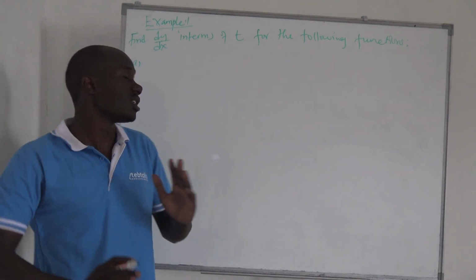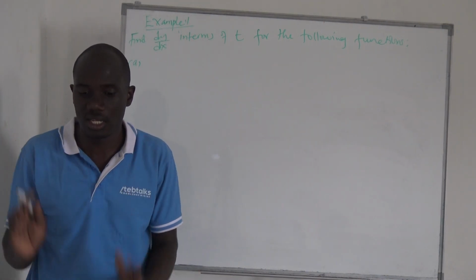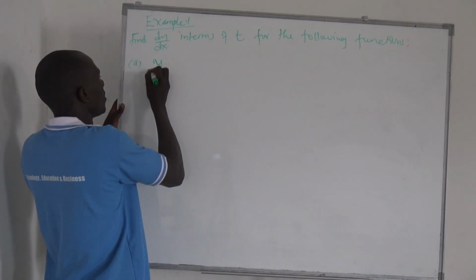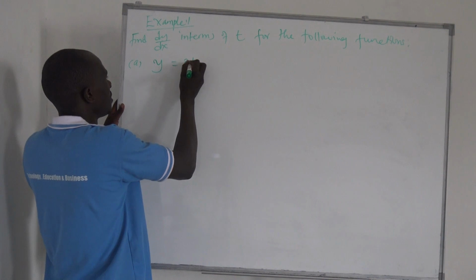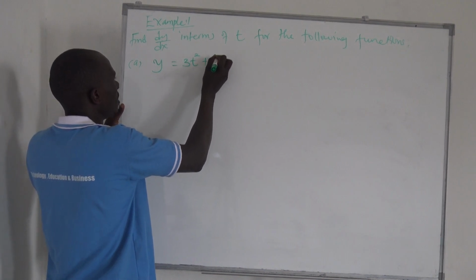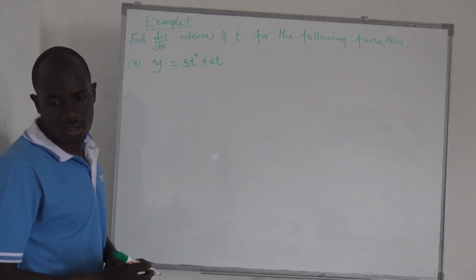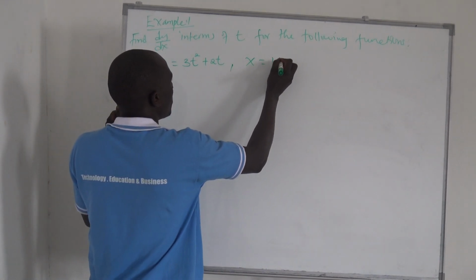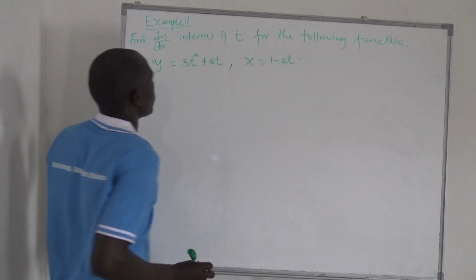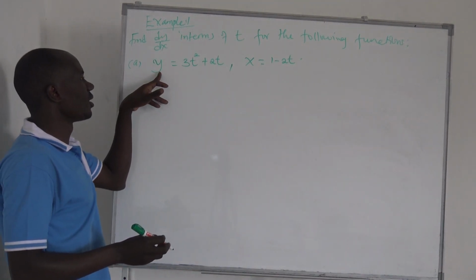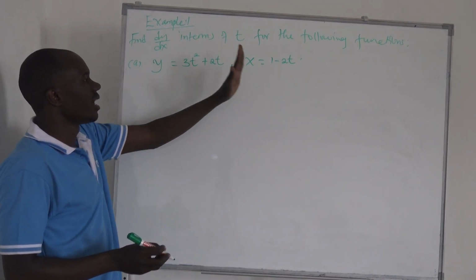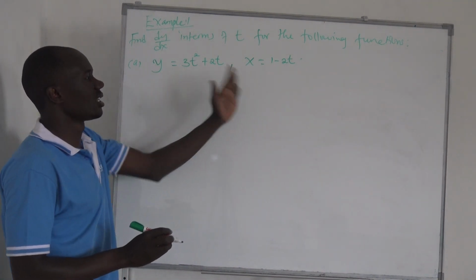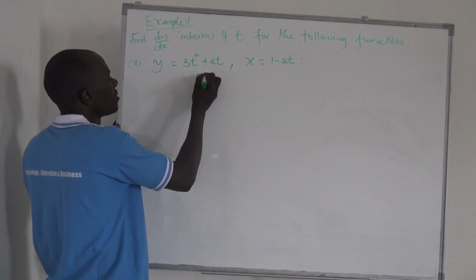We will be dealing with example 1, but I'm breaking it into parts. For part A, we have y equals 3t squared plus 2t, and x equals 1 minus 2t. So they want us to get dy/dx in terms of t. Let's look at the solution.